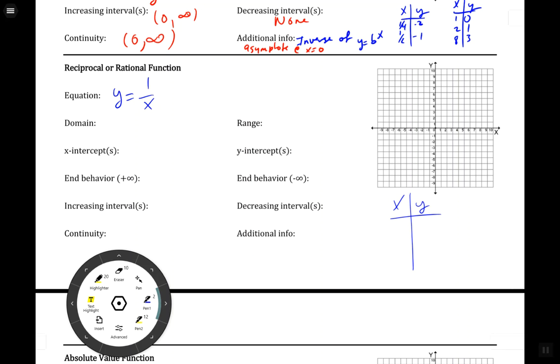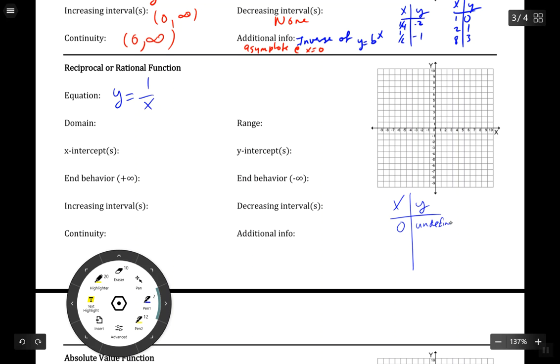So, obviously, what happens when you put in 0? What is 1 divided by 0? What is anything divided by 0? Can you divide by 0? No, not till you get to calculus. You are not qualified to divide by 0 till you get to calculus. For us right now, it's undefined.